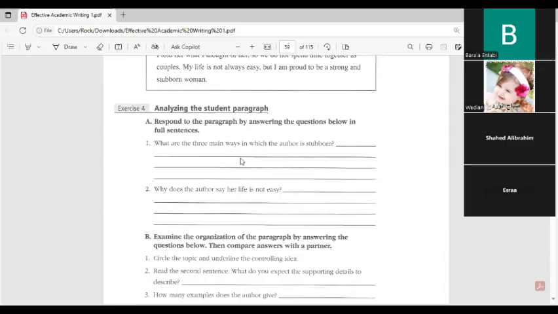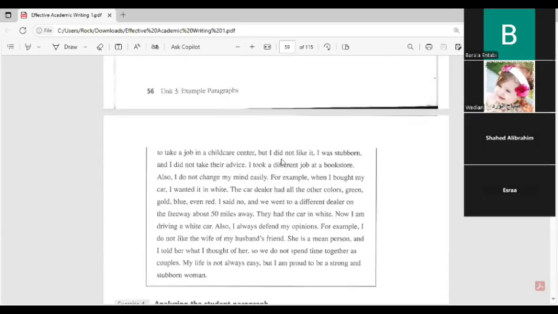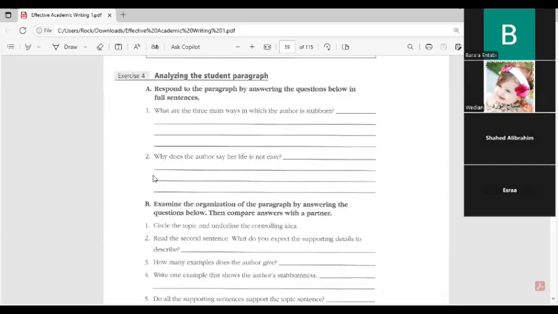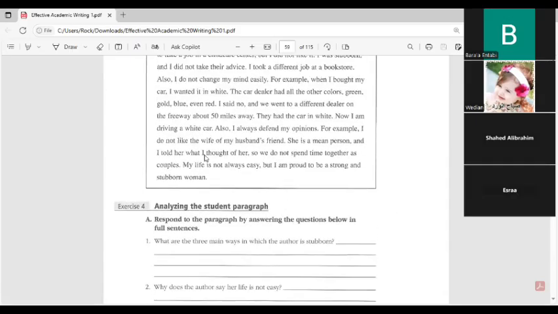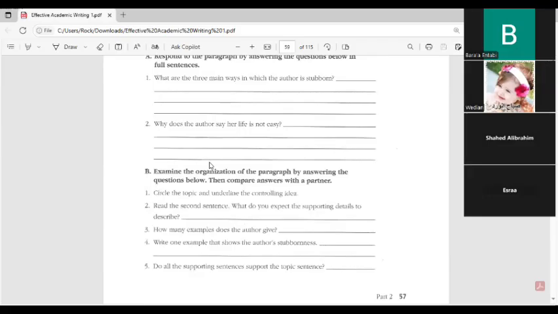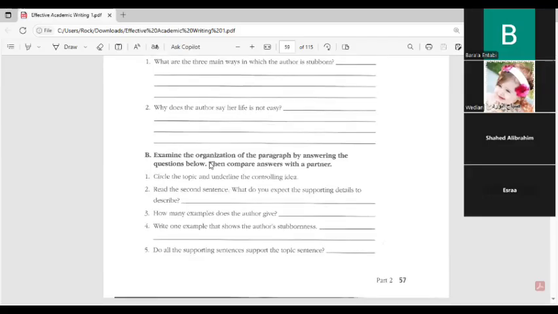Here we have an analysis to analyze this paragraph. What are the 3 main ways in which the author is stubborn? Those 3 examples that she already added. Why does the author say her life is not easy? Because she always defends her opinions and doesn't take advice from people around her. Okay, we can say so.